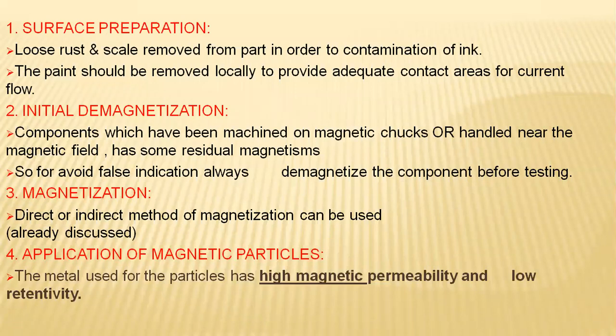The next one, initial demagnetization. The components which have been machined on magnetic chucks or handled near a magnetic field retain some magnetic properties on the material. Hence, those have to be demagnetized before moving on to the test. Next, permanent magnetization, which needs to be done for examining the object, either by the direct or indirect method.